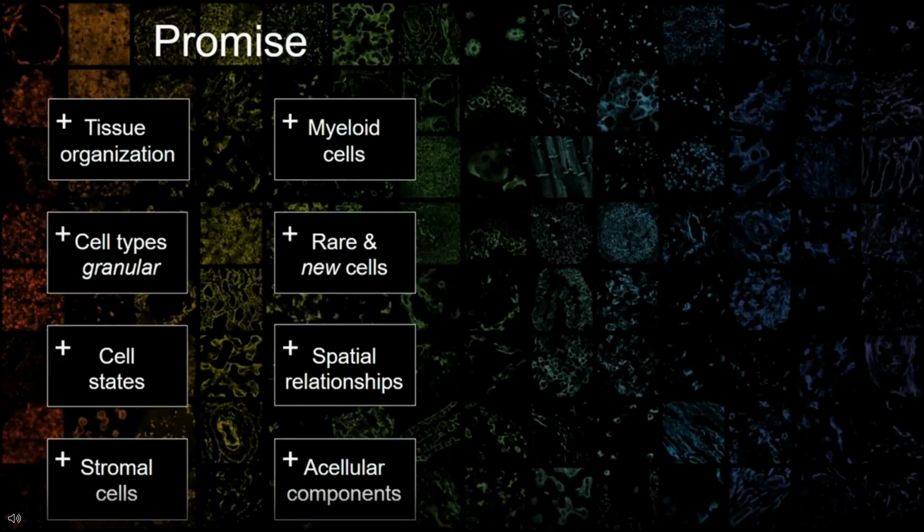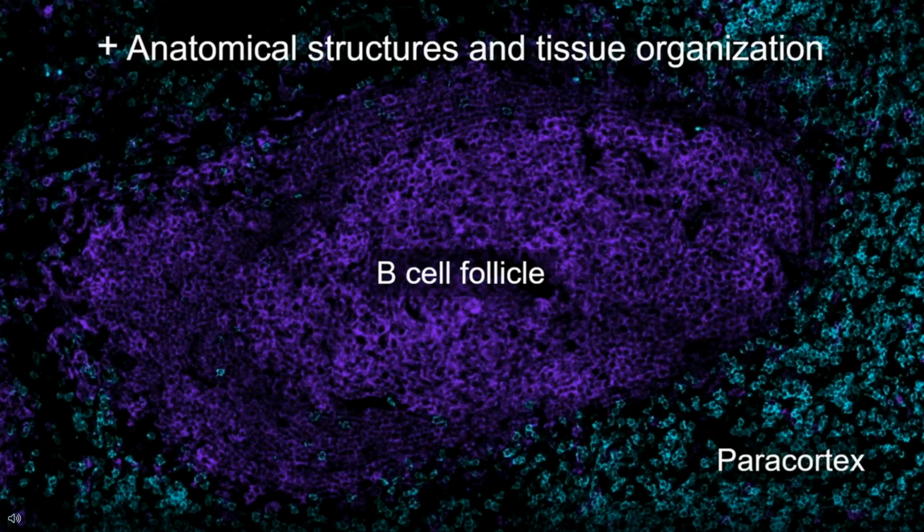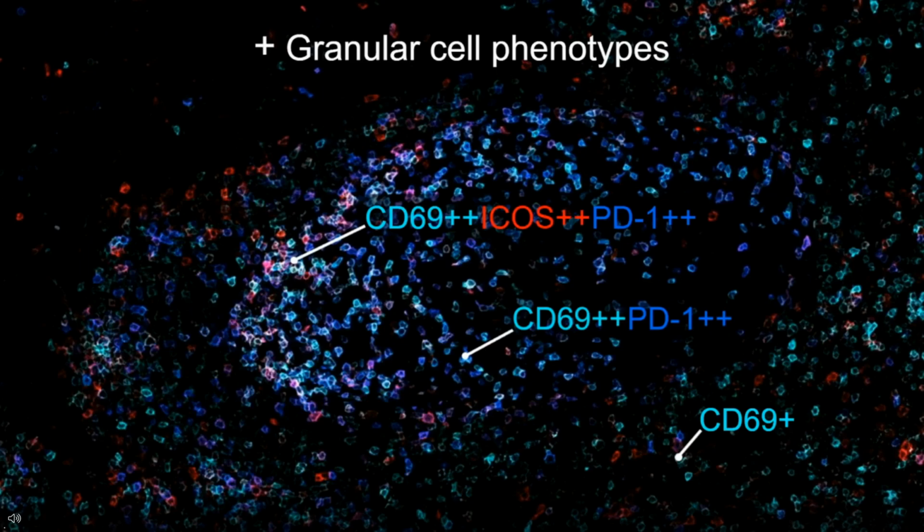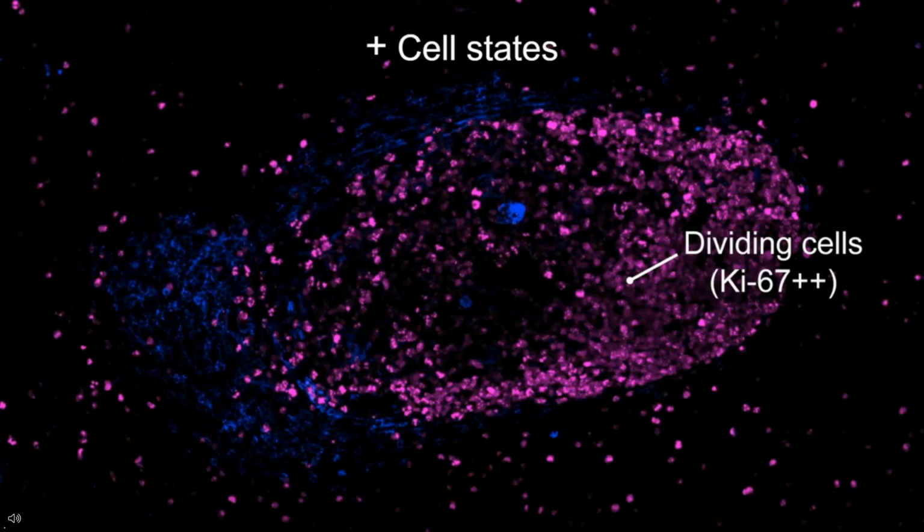And I'll show you that throughout the talk. As I said, you can look at anatomical structures, just shown here, the purple B cell follicle and the cyan paracortex in the lymph node. We can look at granular cell phenotypes with different marker expression depending on the antibodies that you use in your panels. We can also look at cell states if you use the appropriate antibody. Here we are showing dividing cells expressing Ki67.